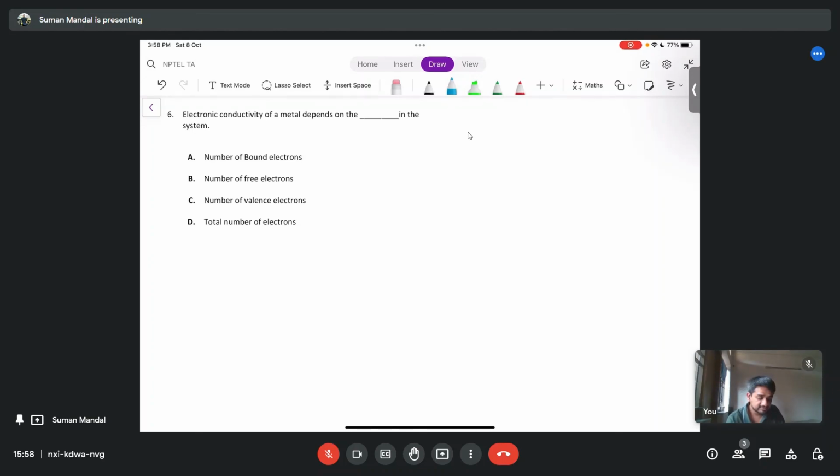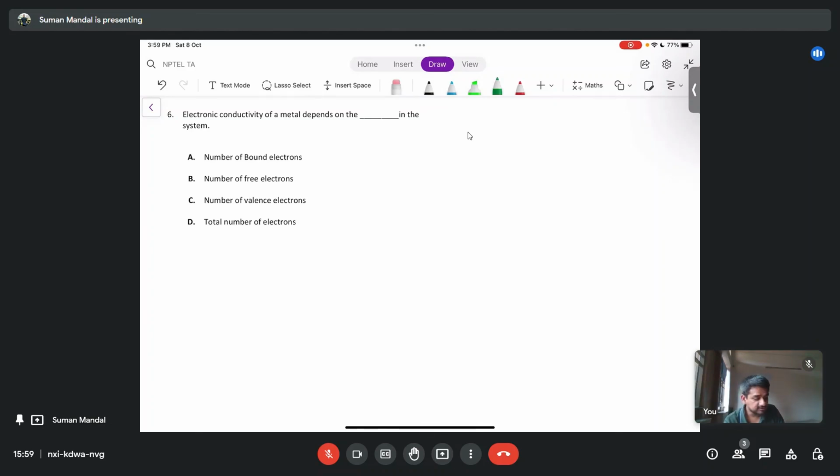So first of all, what is the dependence of the electronic conductivity on n, let's say n is the number of electrons? We'll define what these kinds of electrons are. What is the kind of dependence? Is it a linear dependence? Is it an exponential dependence? Logarithmic dependence? So let's find it out.